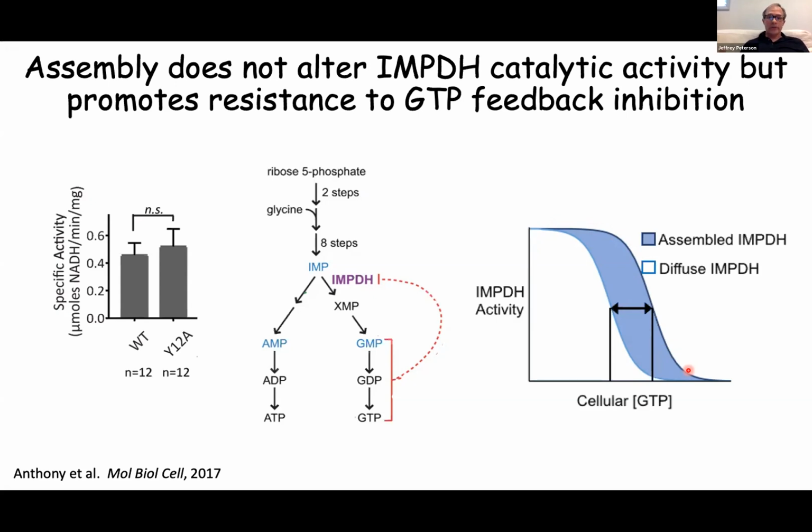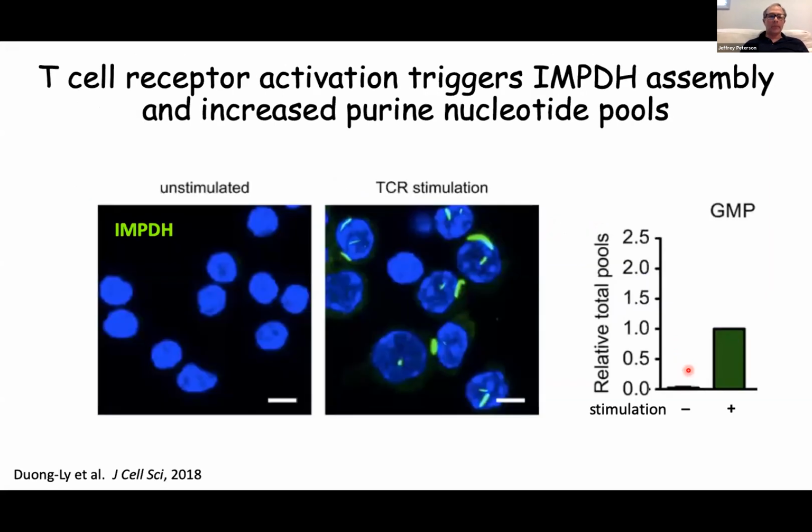So where does this actually happen in biology? And we identified the first metazoan context in which IMPDH assembly occurs naturally, and that is in the context of T cell activation. So this is a study where we've taken primary murine T cells isolated from the spleens of mice and stimulated the T cell receptor ex vivo, revealing this stimulant-dependent assembly of IMPDH into filaments. And this is accompanied by an increase in the steady state pools of guanine nucleotides in this context.